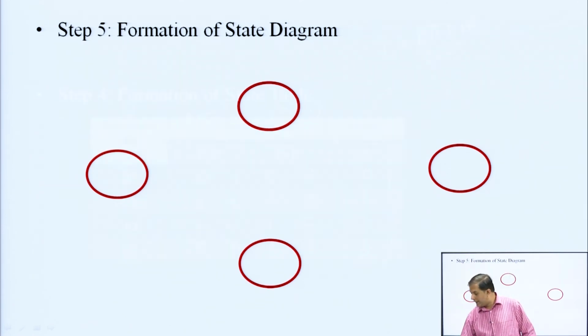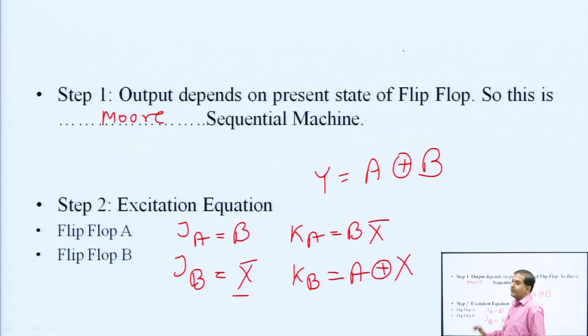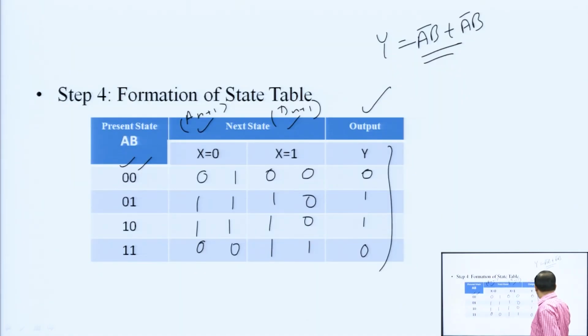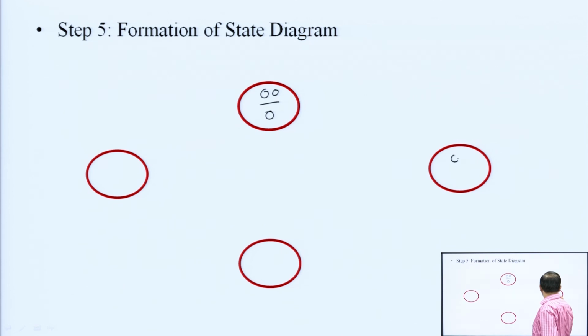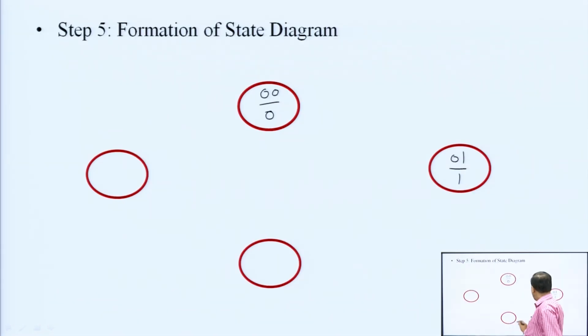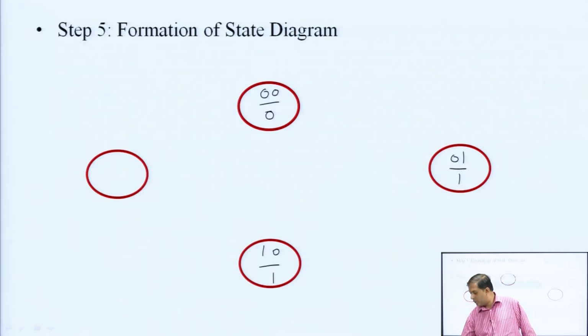Okay. Finally, we have got the state table, and from the state table we will do the state diagram. Already in the beginning itself we have said that this is a Moore. So, in Moore the output will be in the state only. So, just convert this state table into a state diagram. Finally, it will be like that: 0 0 oblique 0, because the output is 0. Then for 0 1 it is 1, for 1 0 it is 1, and for 1 1 the output is 0.